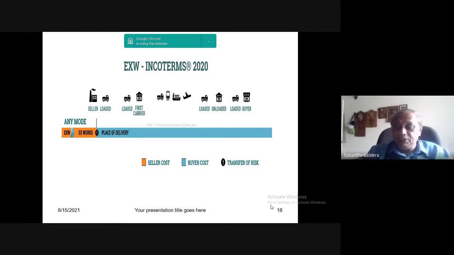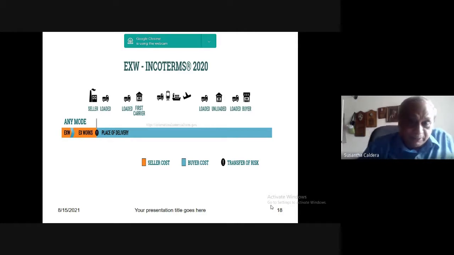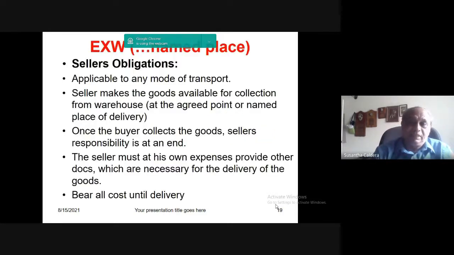So the pre-carriage has to be done by the buyer. Then the main carriage also has to be done by the buyer. Of course, unloading and import clearance is the obvious thing, the buyer. So you have to use common sense. That's more than enough, right?